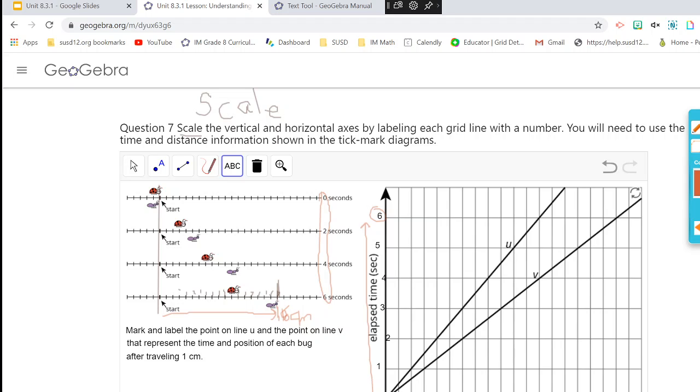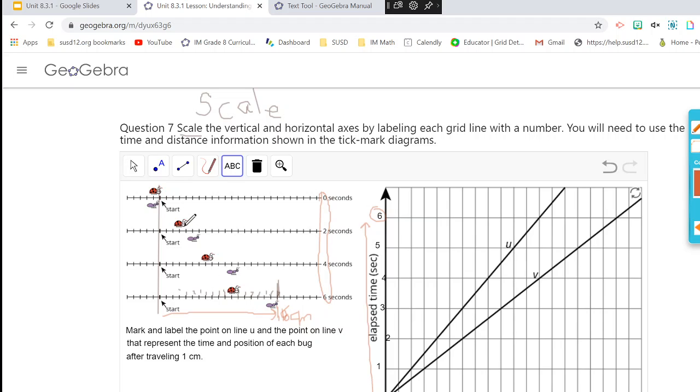Okay, question number 8 asks you, how fast is each bug traveling? How fast? They want to know the speed, centimeters per second. How fast is a speed? So you need distance per time unit. So in this case, it's centimeters per second. The problem told us that they were traveling at constant speeds.